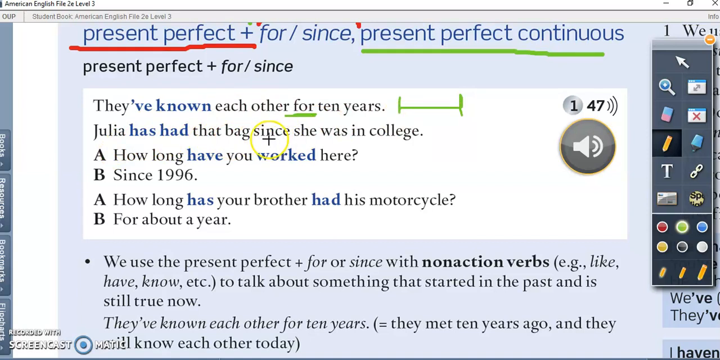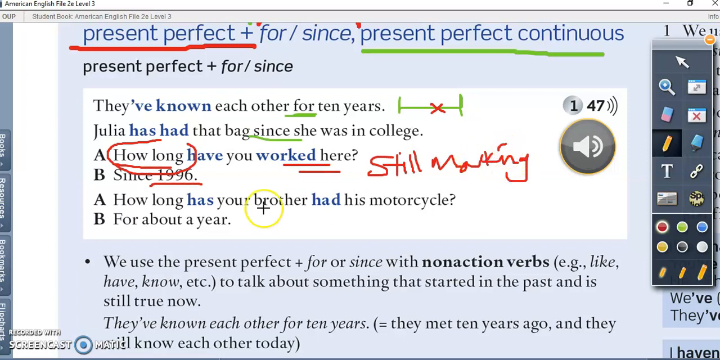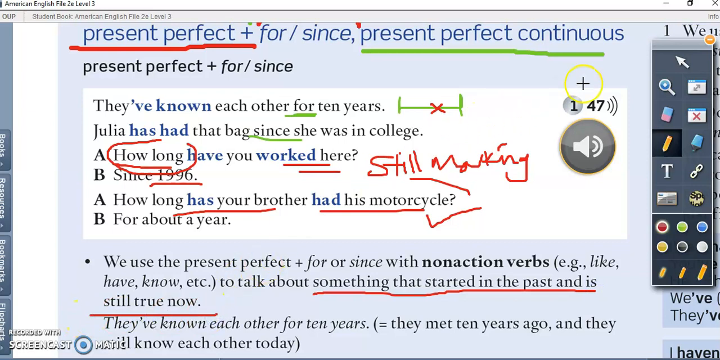Julia has had that bag since she was in college. How long have you worked here? Since 1996. We use how long have you worked here because this person is still working there. How long has your brother had this motorcycle? His brother still has the motorcycle. So it's something that started in the past and is still true now.